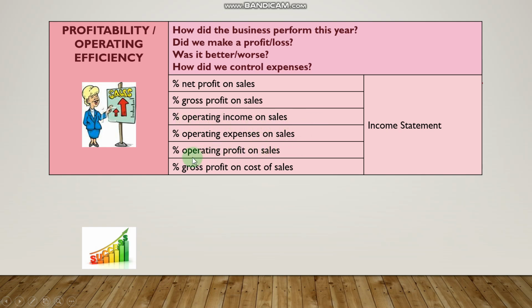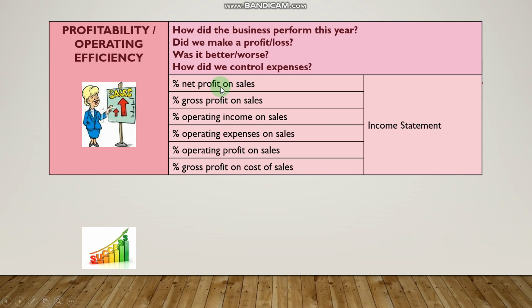Let's take one. Let's take operating profit on sales, percentage operating profit on sales. So clearly, operating profit is an amount on the income statement. You find that amount and you divide it by sales times 100 over 1. You would get your percentage operating profit on sales. So the name of the financial indicator here is telling you exactly what figures you need to use. Okay, net profit on sales, net profit divided by sales times 100 over 1, you get a percentage.